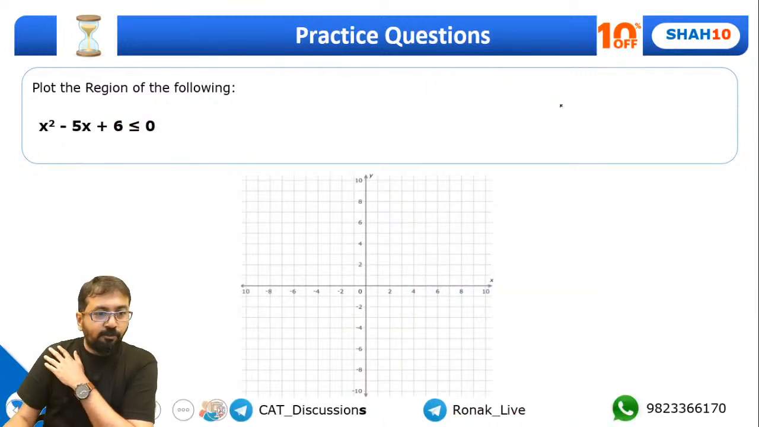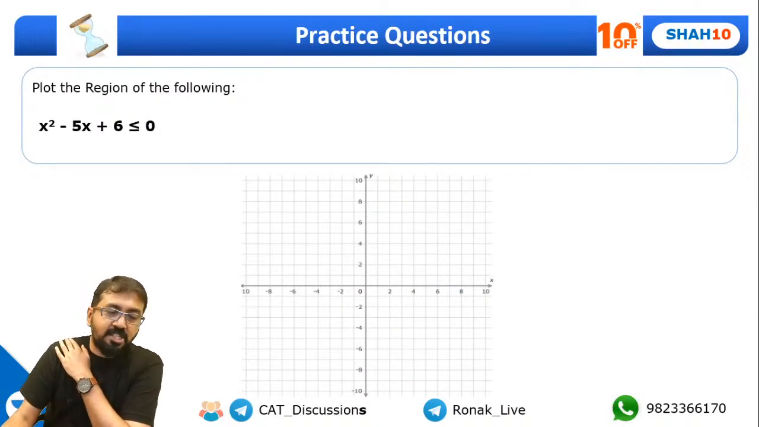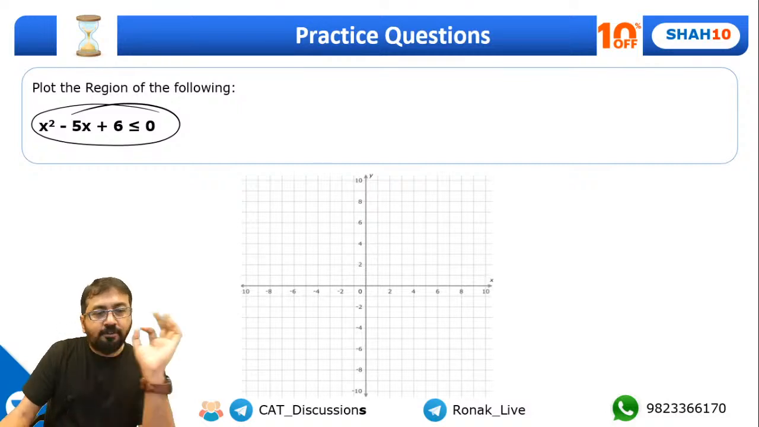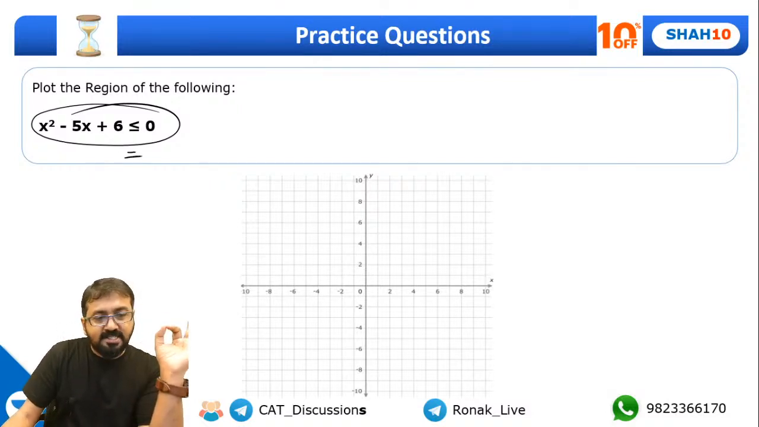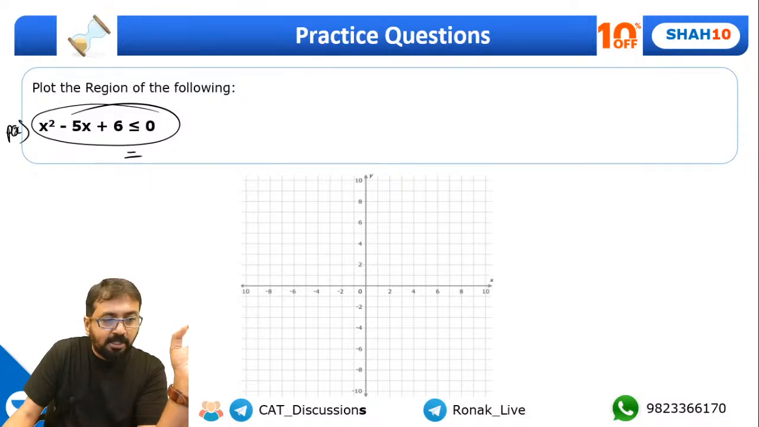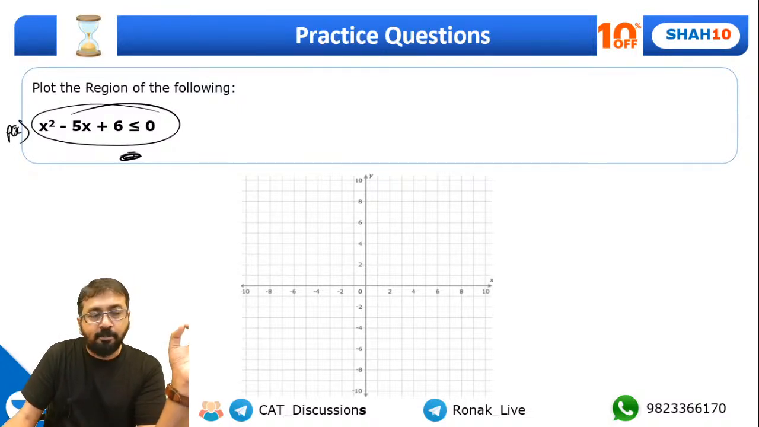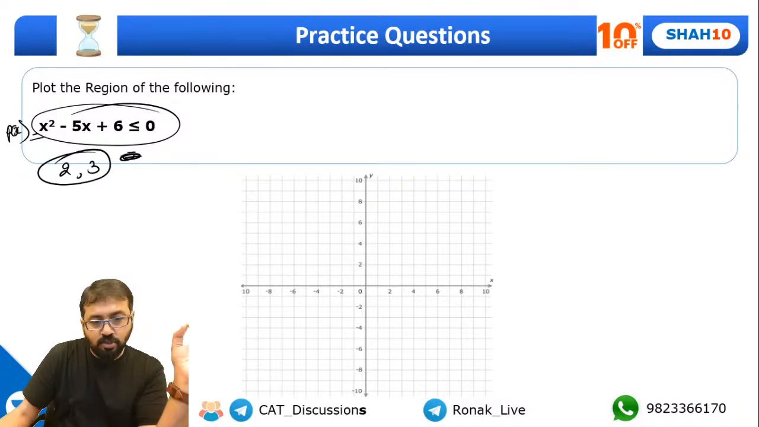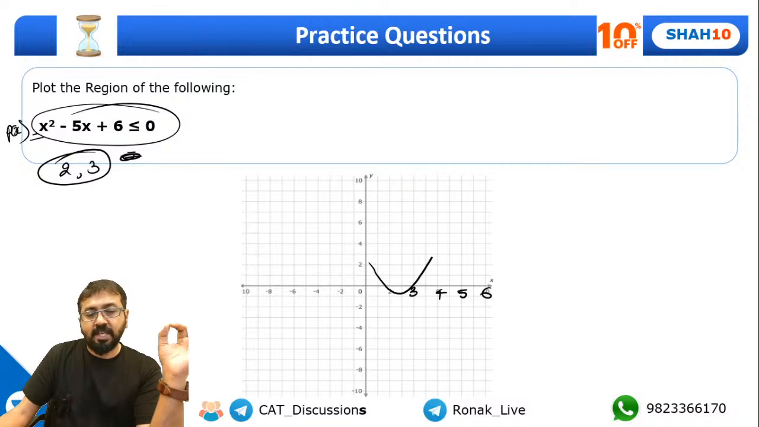Great, guys. So let me give you a few more questions. This is a simple question. Plot the region for this one. Now, guys, of course, you'll consider this as a quadratic equation, or as a polynomial, because we can plot the graph of only a polynomial. So x square minus 5x plus 6, roots will be 2 and 3. So the graph cuts at the roots. So the graph will be something like this.